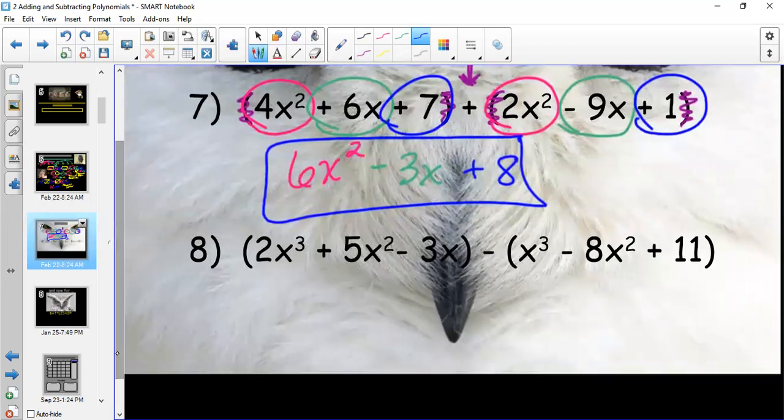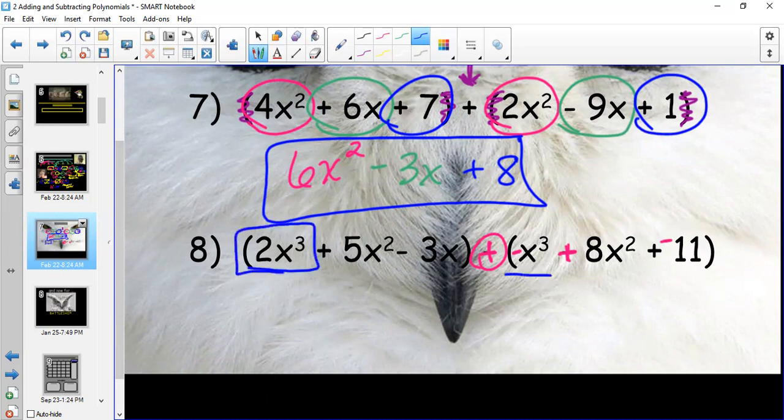Now, number 8 is the most missed one because people forget to distribute that negative. So I'm going to turn that into a plus, and everything else behind it switches signs. Okay, now I can combine my like terms. Start with the highest exponent, so 2x to the third and a negative x to the third. That gives me 1x to the third, or just x to the third.